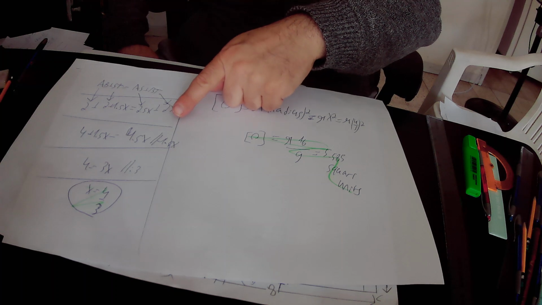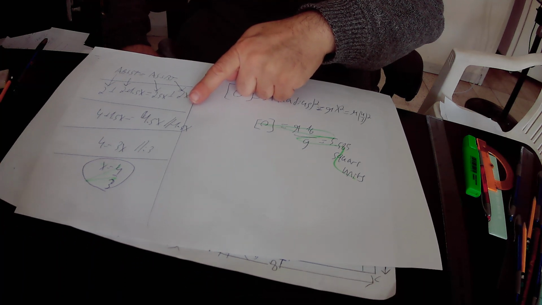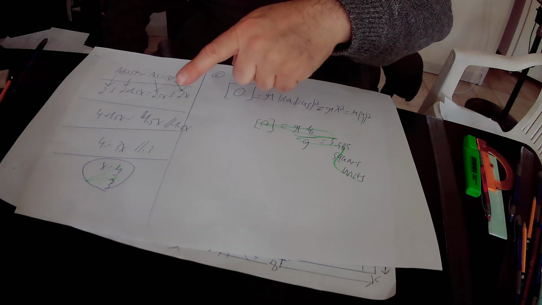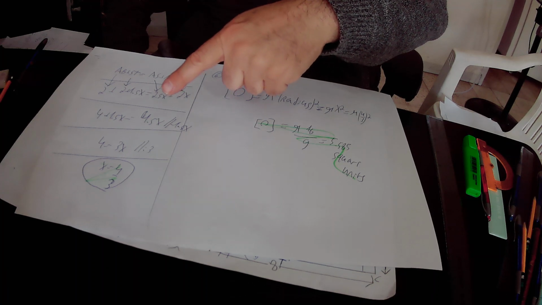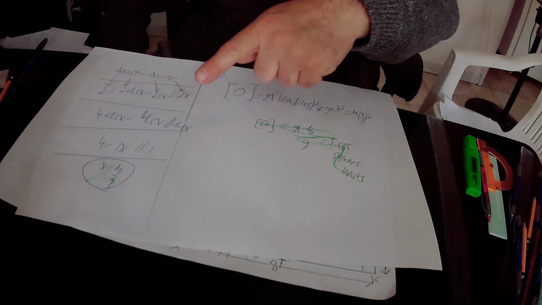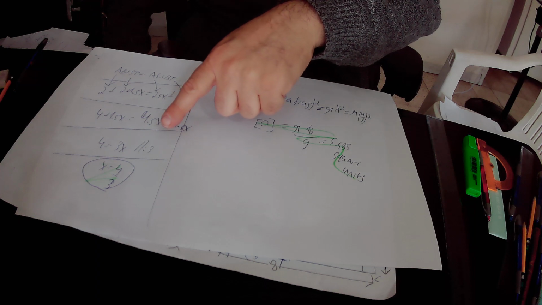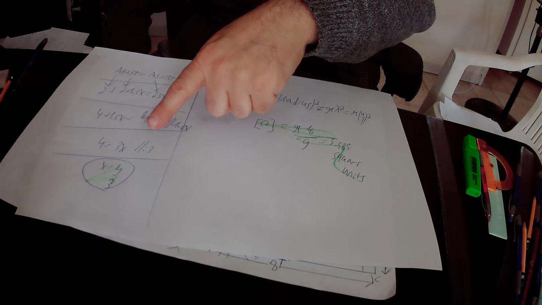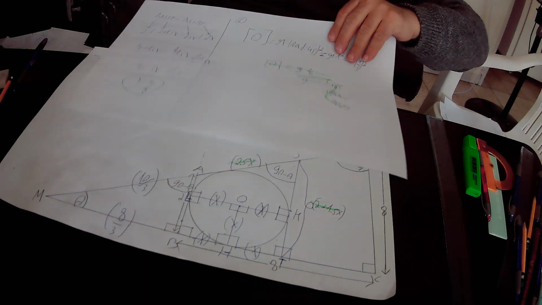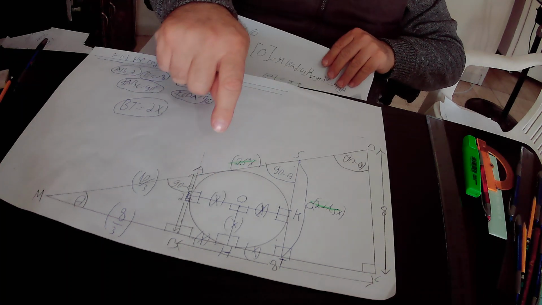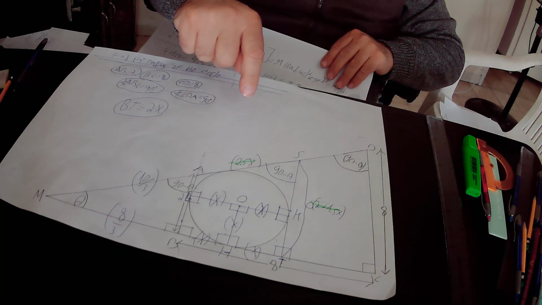Here we subtracted 1.5x from this equation and finally found out that 4 equals 4.5x minus 1.5x, which is 3x. So 4 equals 3x. Here we divided this equation by 3 and finally found out that x equals 4 over 3 units in length. That is to say, the radius x of this circle equals 4 over 3 units in length.